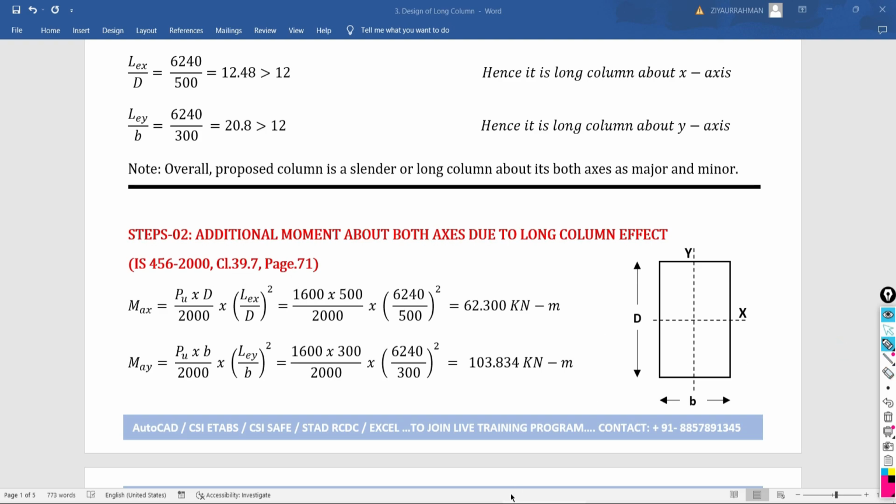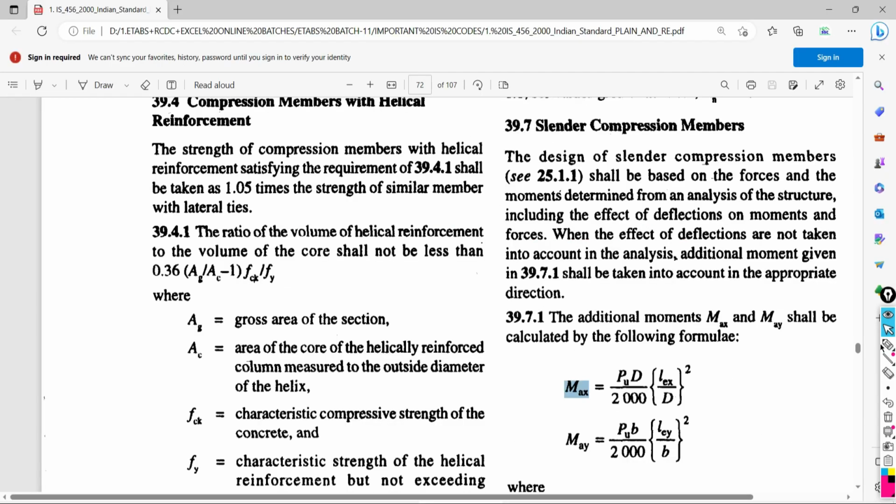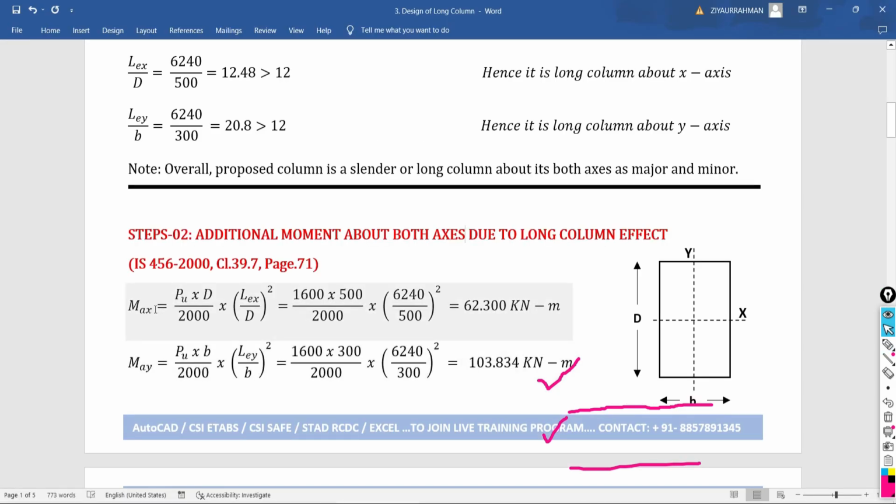In this clause, the equation is given to calculate the additional moment about the x-axis and the additional moment about the y-axis, or in other words, the additional moment about the major axis and about the minor axis. We are going to do this calculation in our proposed example. Here, for the additional moment about the x-axis, the formula is: pure axial load coming to your column multiplied by overall depth, because we are doing the calculation about the major axis x.